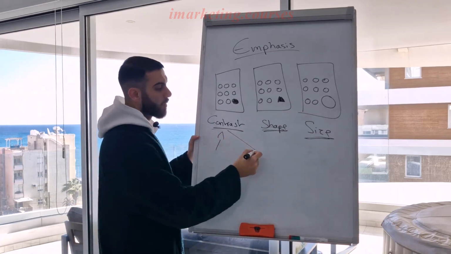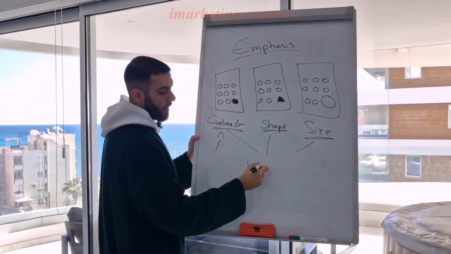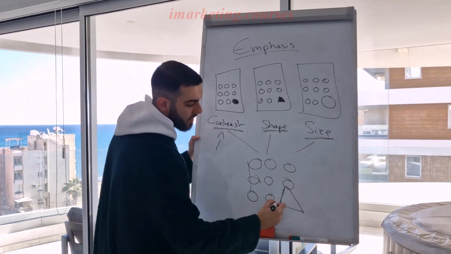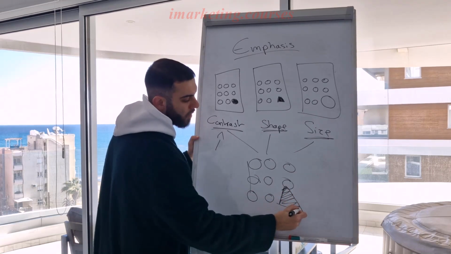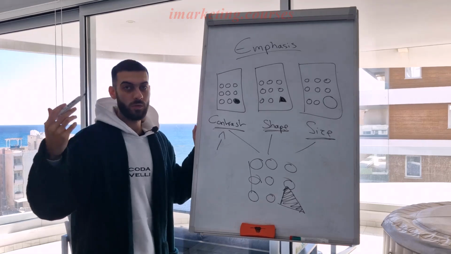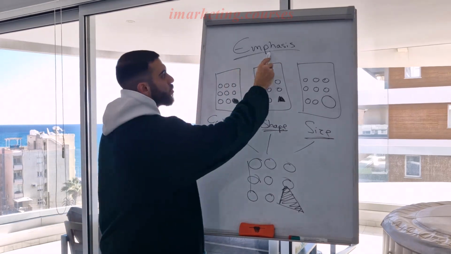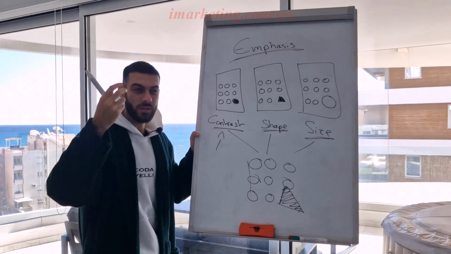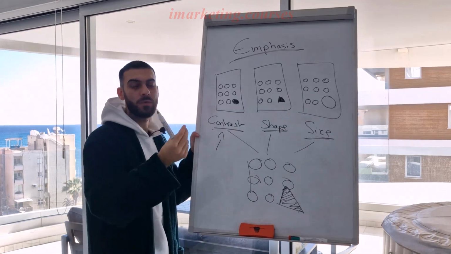Now you can combine all three together if you want, and you can have the same design like this and have one massive triangle with contrasting. It's all up to you, and it's all based on your niche and what book cover you're creating. But emphasis is a super important principle to understand, because it's such a great way to draw attention to a specific part of your book cover.